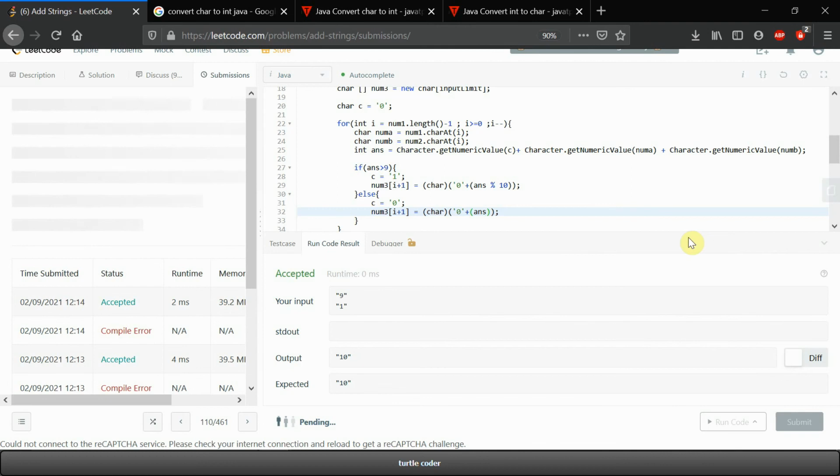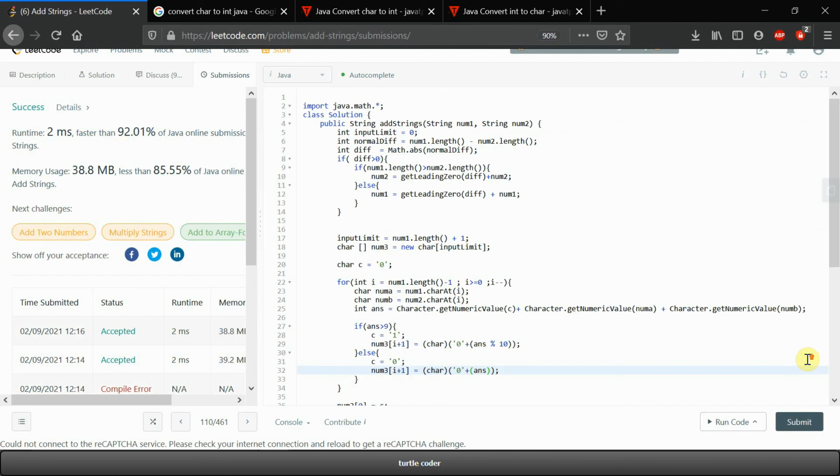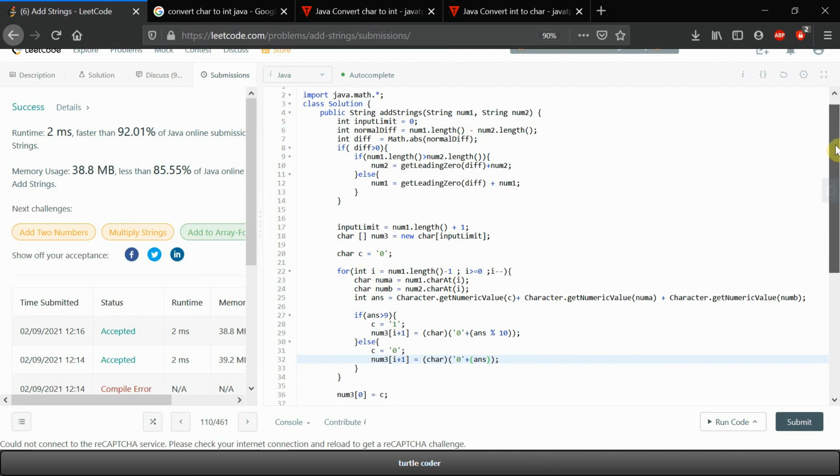So I'm submitting this solution. It's fast, it's in a linear time, and yep, we have done the things. And I will slowly move my code downwards. You can pause and you can look at the code.